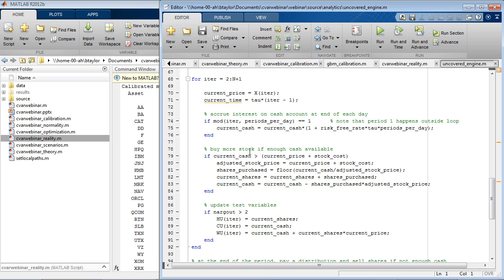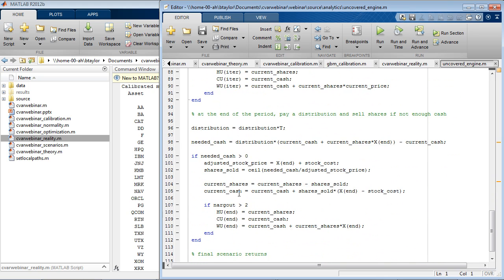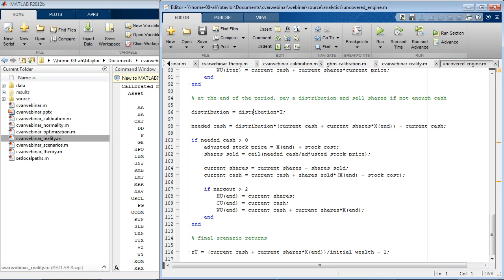If you have enough cash at some point, it'll actually purchase more stock in the position, and then update your state variables. At the end of the period, if you're paying out a distribution, which actually happens in a lot of cases, if you're running a mutual fund, for example, it figures out how much cash you need, and then if necessary, it'll sell the stock that needs to be sold to be able to make that cash payment, and then it calculates what your total return is for the period.